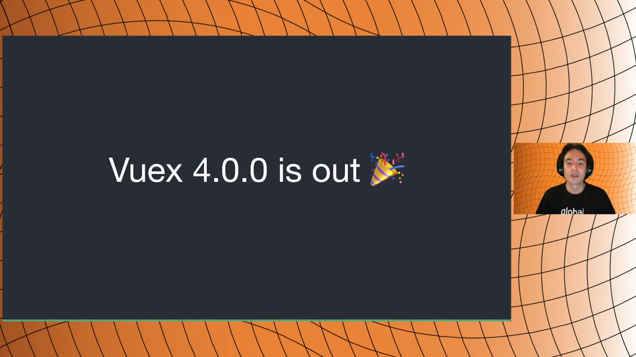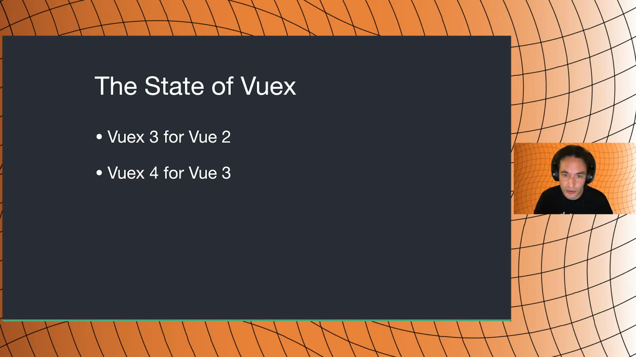First things first, Vuex 4 is out. It's no longer beta or RC. It's officially released as a stable version. Now, it's still published under the next tag at npm, the same as Vue 3, but as soon as Vue 3 is published under the latest tag, Vuex 4 would do the same. So we have Vuex 3 for Vue 2, and Vuex 4 is for Vue 3. Yes, I know it's confusing, but please remember this mapping. Vuex 3 will not work on Vue 3, and Vuex 4 will not work with Vue 2.